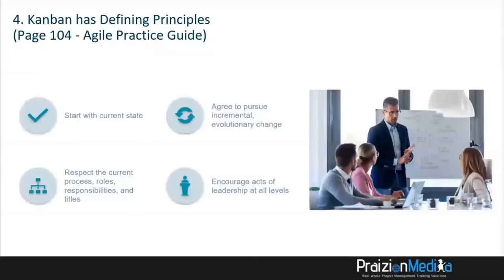Moving on to number 4, Kanban has defining principles. These are talked about on page 104 in the Agile Practice Guide. 1, start with the current state. 2, agree to pursue incremental evolutionary change. 3, respect the current process, roles, responsibilities, and titles. And 4, encourage acts of leadership at all levels.